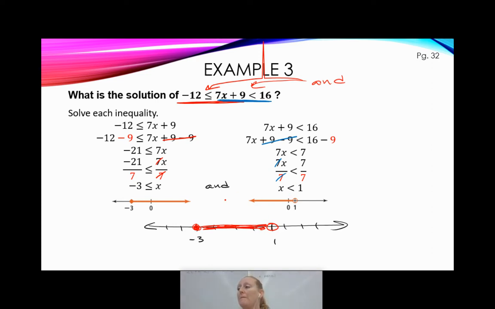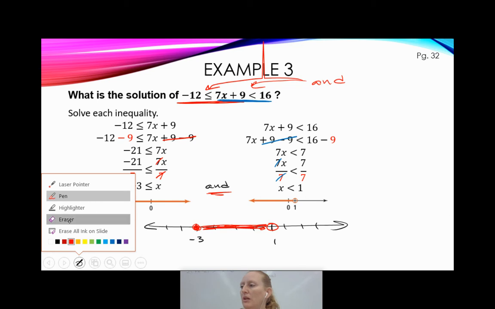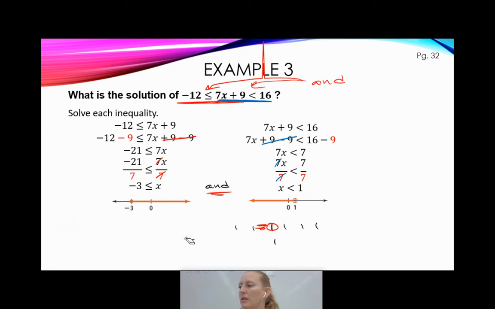So when I combine these two, I'm looking for where they overlap. So when I see and, that means I'm looking for where they overlap. Okay? With that in mind, let me show you the pretty typed one. So you got the idea from this, but I want to show you the pretty typed one. Erase that out of the way. There's my and. You can erase that too then.